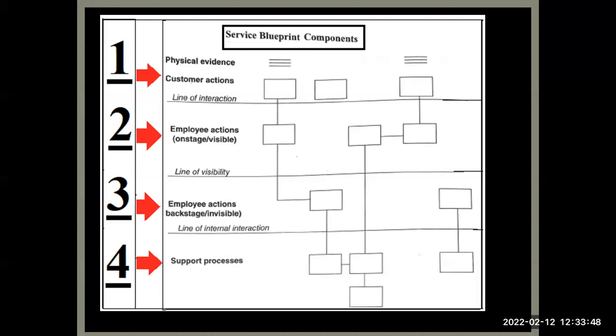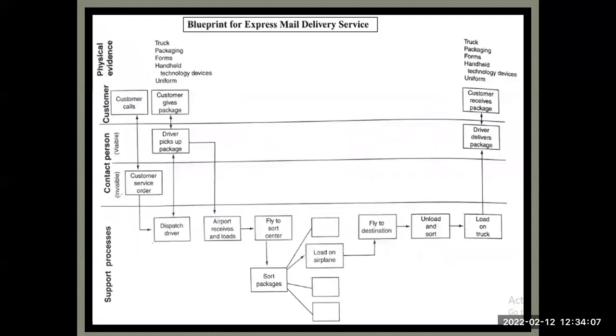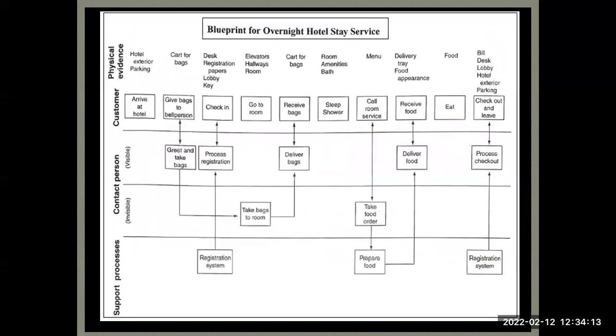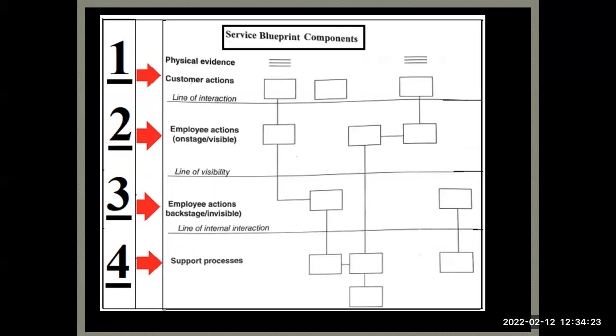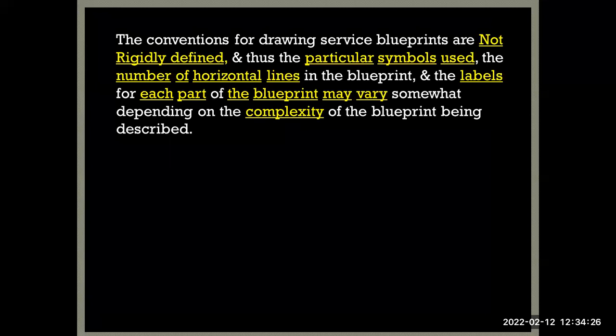So the line of interaction separates customer action from employee action. The line of visibility separates employee visible actions and employee invisible actions. The line of internal interaction separates employee invisible actions and support processes. Again, we have a few examples like express mail delivery services, hotel stay blueprint, overnight hotel stay services, and DVD rental kiosk. So this is service blueprinting. I hope you have understood this topic.